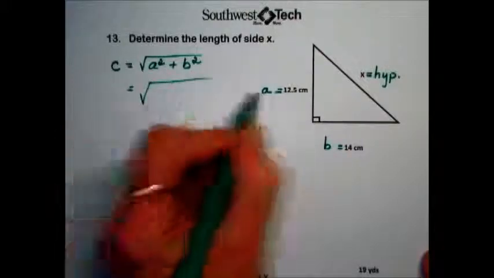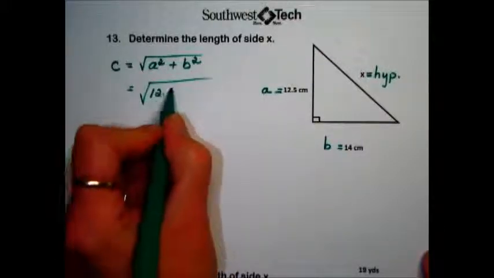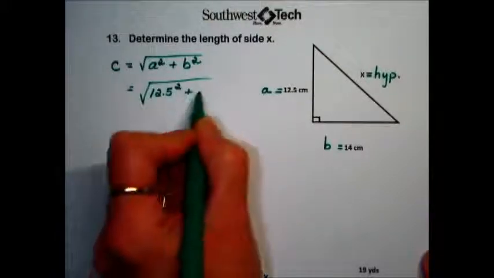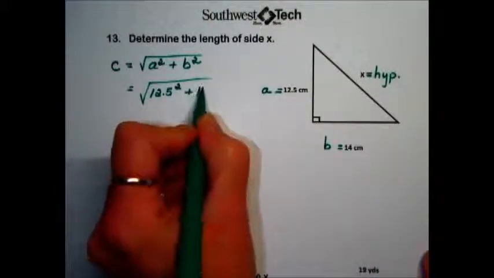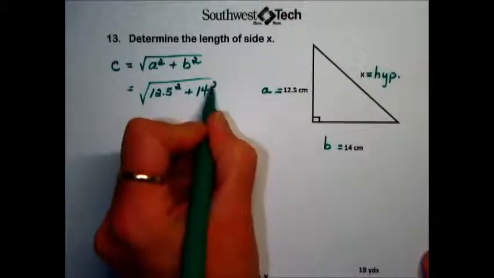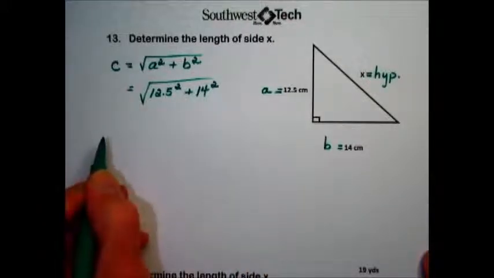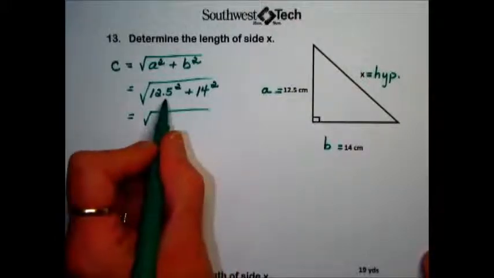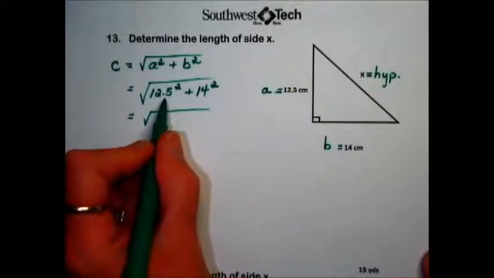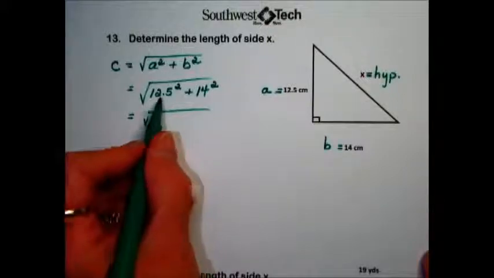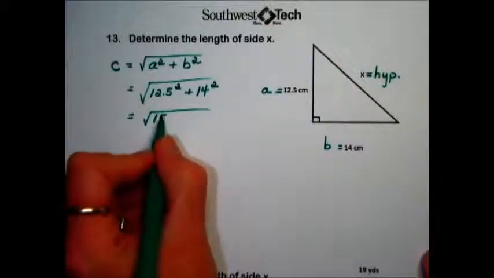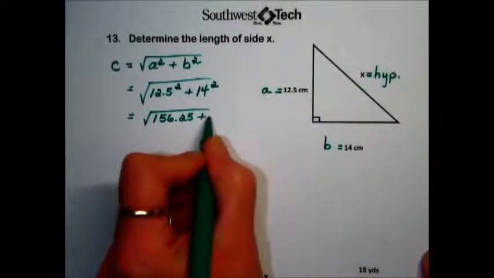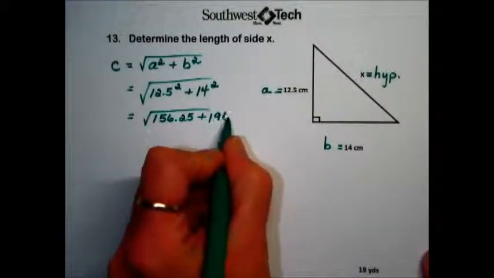Plugging in the values, we will put a 12.5 for one leg in place of A, that gets squared. We will put the other length 14 in place of the second value, it also is squared. Following order of operations, we'll simplify inside the parenthesis by squaring each of these numbers. 12.5 squared gives us a value of 156.25. Plus 14 squared is 196.